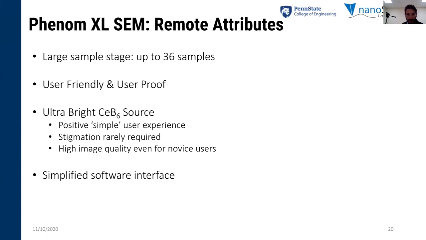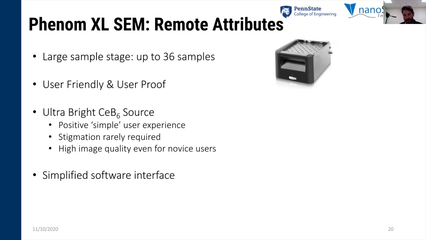Some additional attributes of the Phenom Desktop XL SEM for remote access include a large sample stage, so you can load up to 36 samples at once into the system. Here's what the sample stage looks like. It's 4 inches in X by 4 inches in Y, and we can go down well over an inch, about 35 millimeters in Z, to work with. But what's important is that you can load up to 36 samples. The person in the lab or the TA could get samples from 36 different students, and each student could prepare their own sample and send them all in.